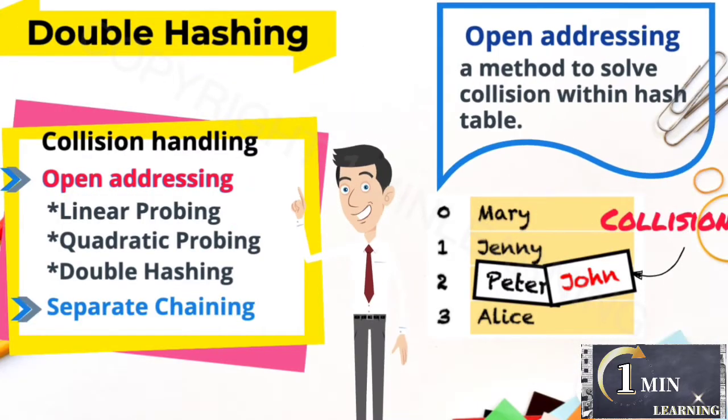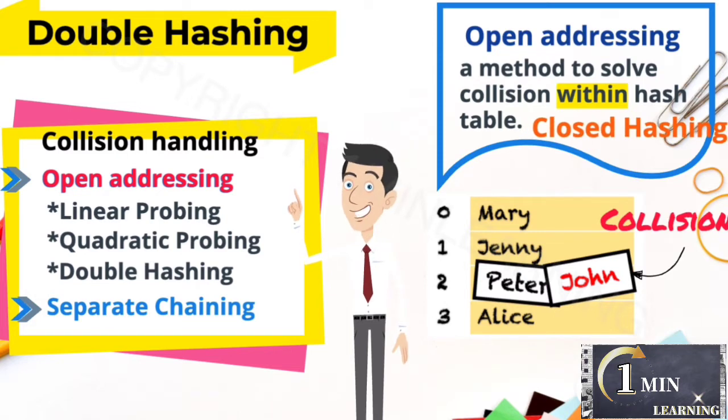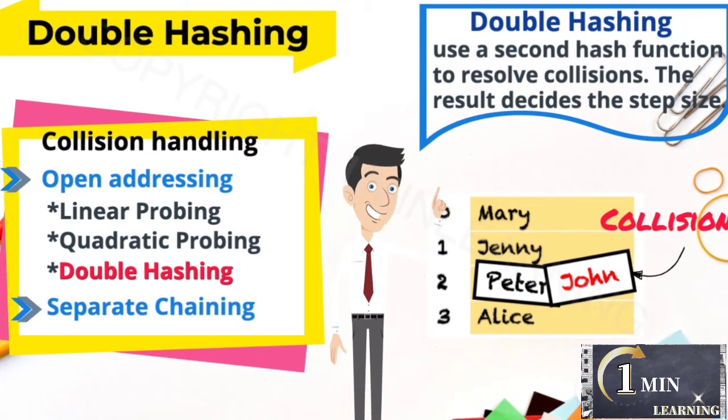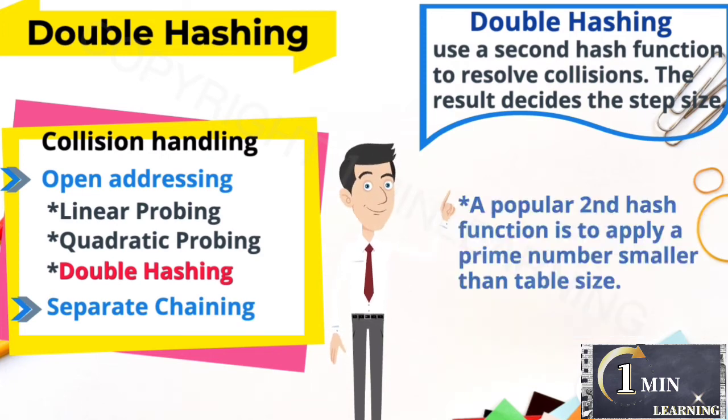Open addressing is a method to solve collision within a hash table. It's also known as closed hashing. Double hashing uses a second hash function to resolve collisions. The result of the second hash function decides the step size. A popular second hash function is to apply a prime number smaller than the table size.